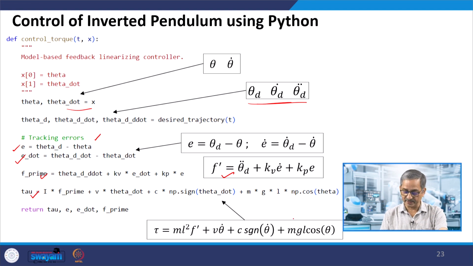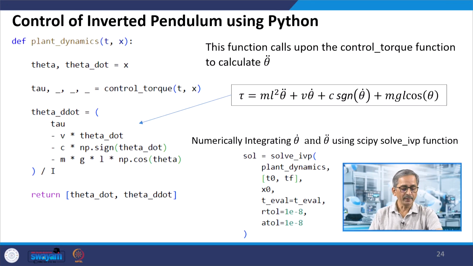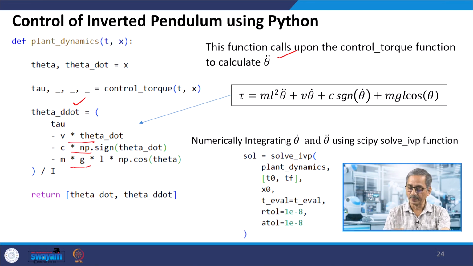This expression is basically the same as the one which we have seen. Here the function calls upon the control torque function to calculate theta double dot. From here we find the theta double dot, which is basically tau minus this one, minus this one, minus this one. This is the theta double dot which I am trying to evaluate, all divided by I, and then we can solve this plant dynamics.